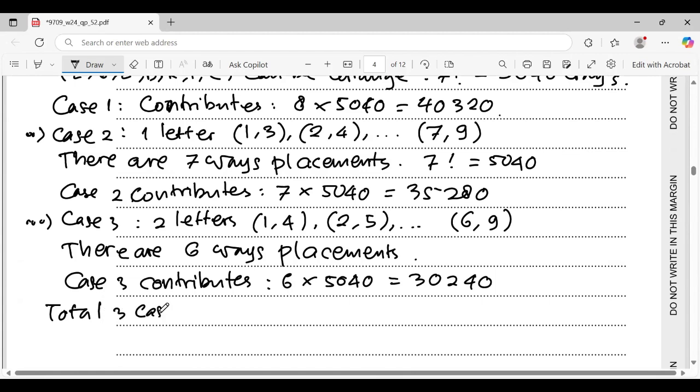So total of 3 cases, 40,320 plus 35,280 plus 30,240 equal 105,840.